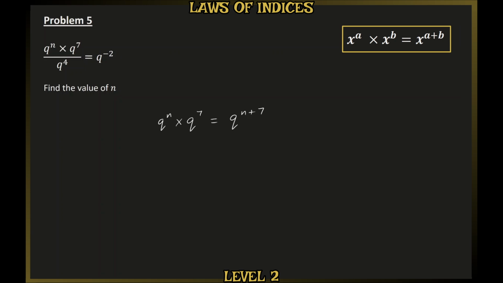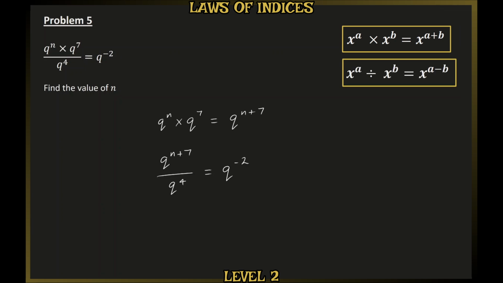And if we now write this in our fraction, we have q to the power of n plus 7 all over q to the power of 4 is equal to q to the power of minus 2. Now the fraction on the left hand side means that we're dividing the numerator at the top by the denominator at the bottom. And when we divide indices, we use this law, which tells us that we subtract their powers. So we now have q to the power of n plus 7 minus 4 using our law, and that's equal to q to the power of minus 2.